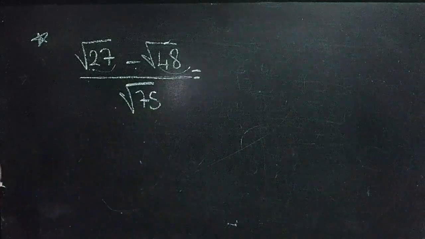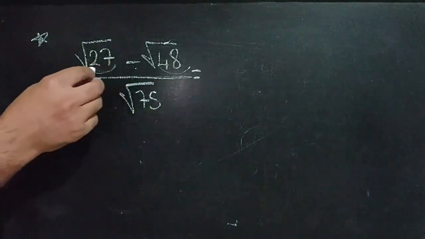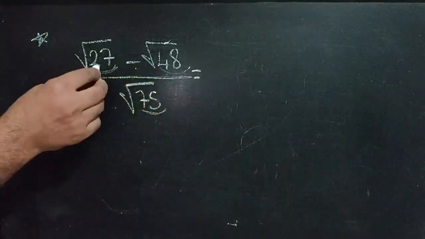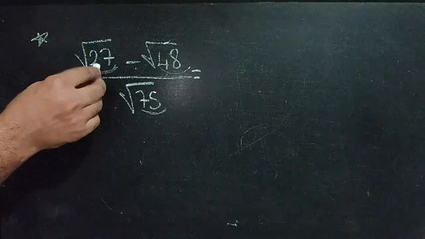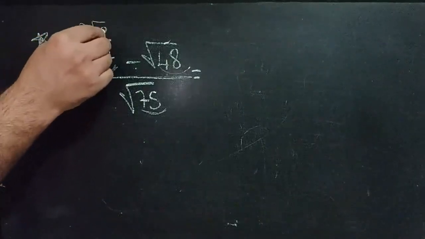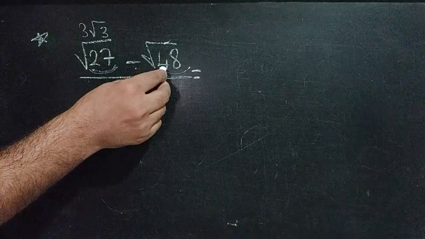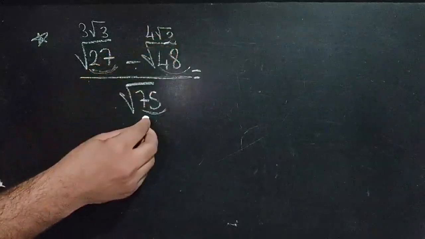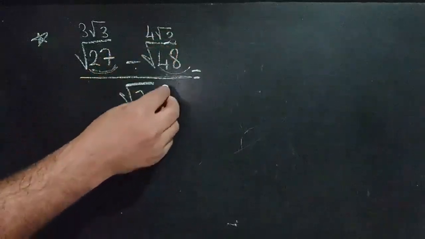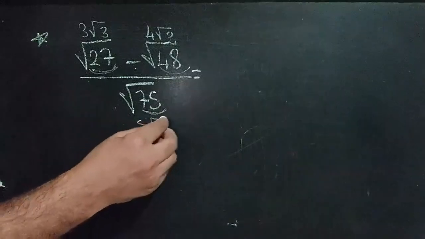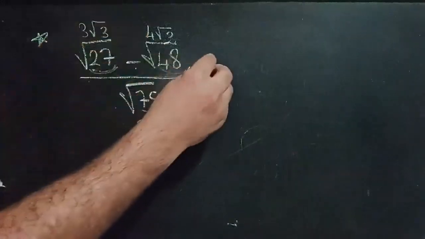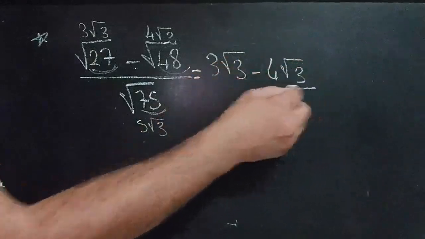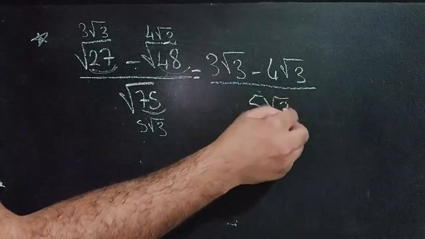Remember what we did? We try to take factors of those numbers out. This one is 9 times 3, which is going to be 3 square root 3. This one 16 times 3, which is going to be 4 square root 3. This one 25 times 3, which is going to be 5 square root 3. So that will be 3 square root 3 minus 4 square root 3 over 5 square root 3.